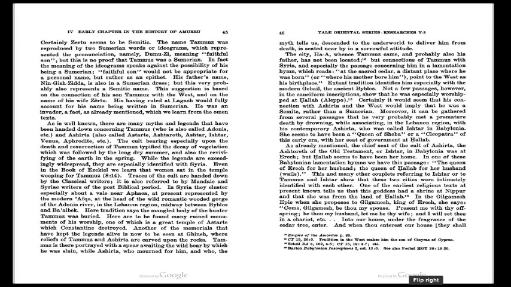Certainly, Zertu seems to be Semitic. The name Tammuz was reproduced by two Sumerian words or ideograms, which represented the pronunciation, namely Dumuzi, meaning faithful son. But this is no proof that Tammuz was a Sumerian. In fact, this meaning of the ideograms speaks against the possibility of his being a Sumerian. Faithful son would not be appropriate for a personal name, but rather as an epithet. His father's name, Nin-Gishzida, is also in a Sumerian dress, but this very probably also represents a Semitic name. This suggestion is based on the connection of his son Tammuz with the West and on the name of his wife Zertu.